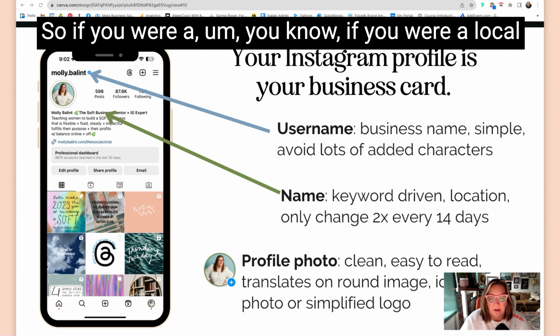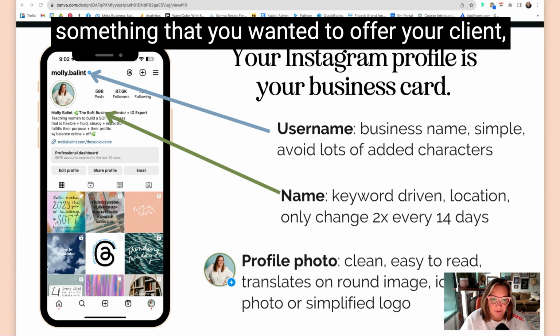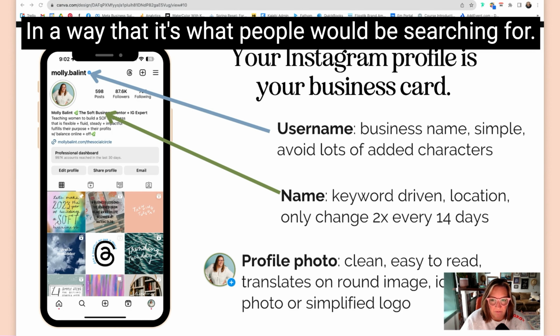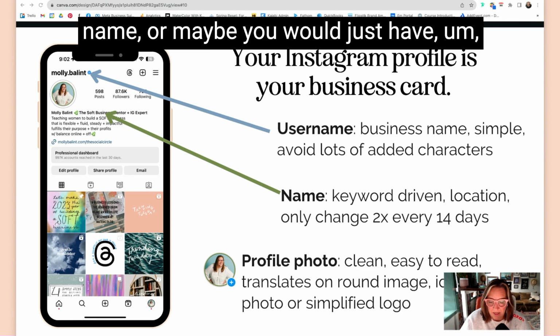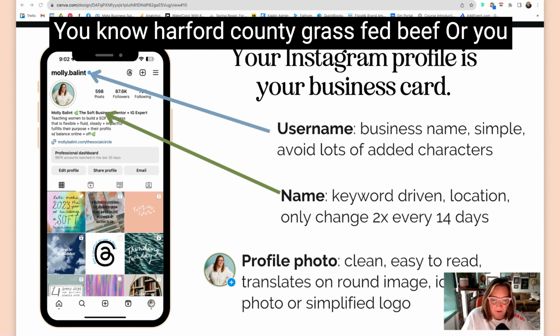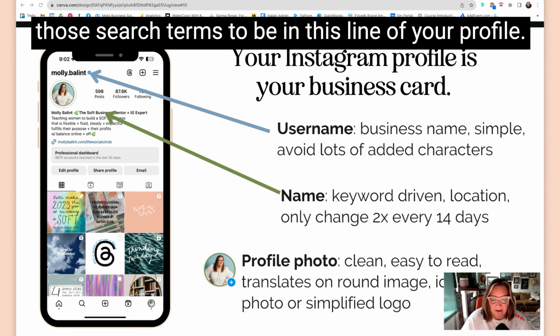So if you were a local farmer's market, or if you had grass-fed beef or something that you wanted to offer your client, you would want your name line to read the way people would be searching for it. So maybe you would have your farm name, or maybe just what those search terms would be. So, Harford County grass-fed beef, or whatever your town is, or your county, or however people might be looking for you, you want those search terms to be in this line of your profile.